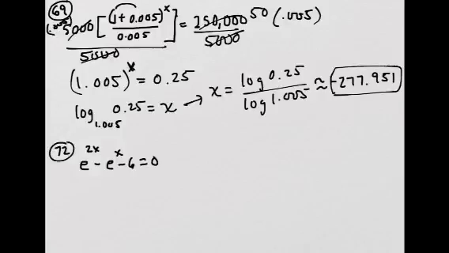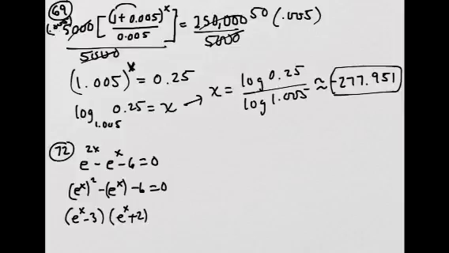Okay, so I'm going to change this to e to the x squared minus e to the x minus 6 equals 0. And so I'm going to factor it like a quadratic. So factors of negative 6 that add up to negative 1 are negative 3 and positive 2. So that means that e to the x equals 3 or e to the x equals negative 2.